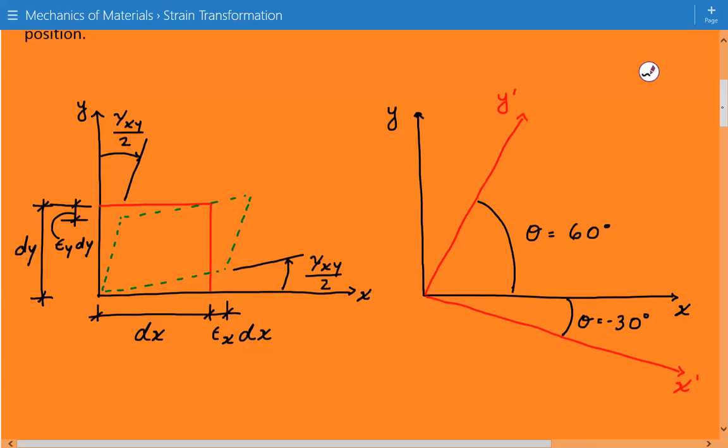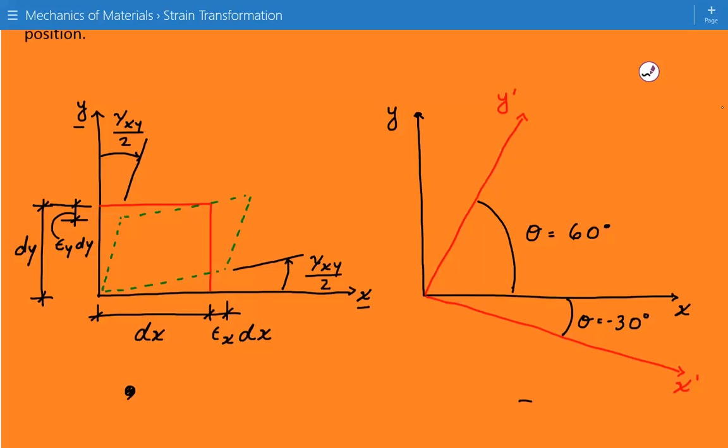On the left here we have the original coordinate system. We have x and y. And in red we have the undeformed element, and then the dashed green represents the deformed element. And also we show the relationship between the strain and the deformation. And then on the right here we show the original coordinate system and the rotated coordinate system. So our new coordinate system is rotated 30 degrees clockwise. So from x to x prime, it's 30 degrees.